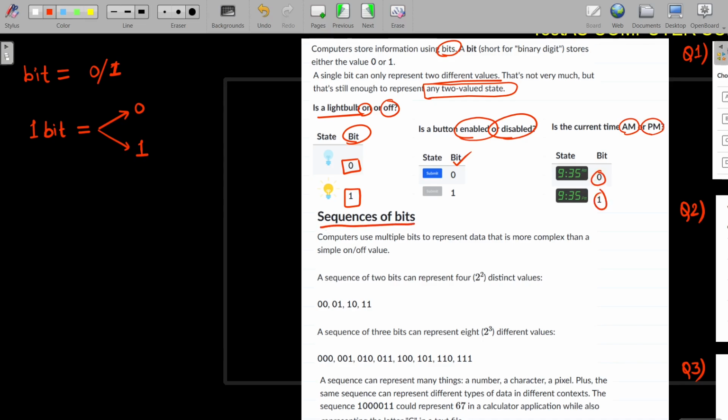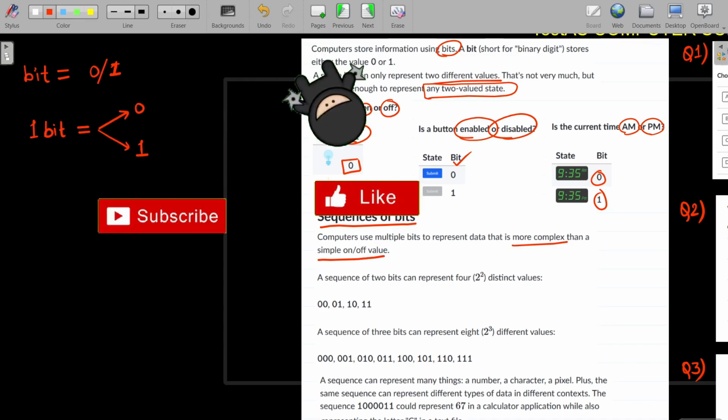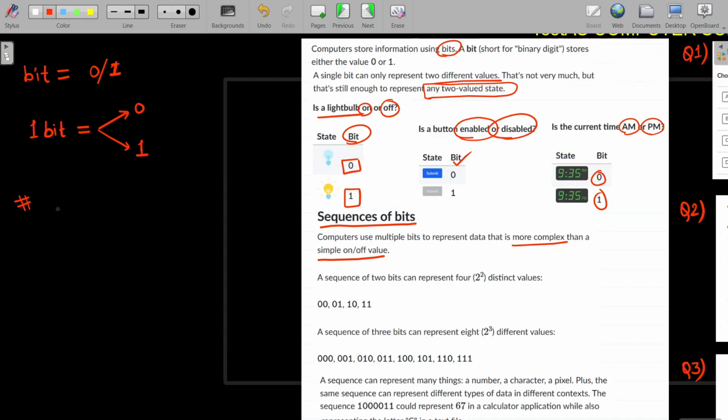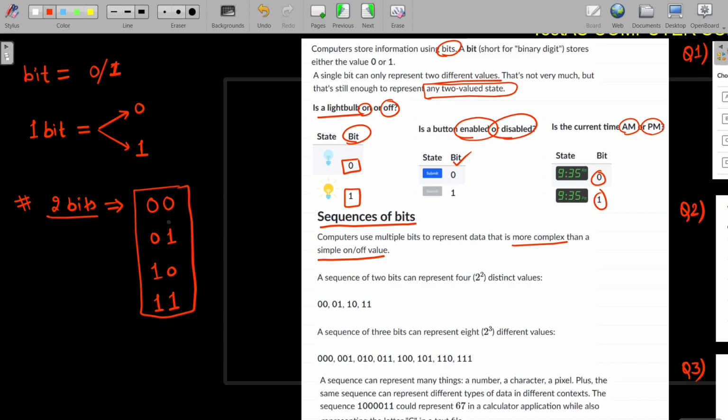Next, we will have a sequence of bits. What is a sequence of bits? Computers use multiple bits to represent data that is more complex than a simple on-off value. It means when we have more possibilities, more situations, more cases, then we can use a sequence of bits. For example, if we have two bits, how many situations can we handle with two bits? They can be 00, 01, 10, and 11. So it means there are four possible cases, right? We may handle four different situations. See, 00 will represent the first situation, 01 can represent the second situation, 10 can represent the third, and similarly 11 can represent the fourth situation. It means it can handle four situations, four cases, four possibilities.